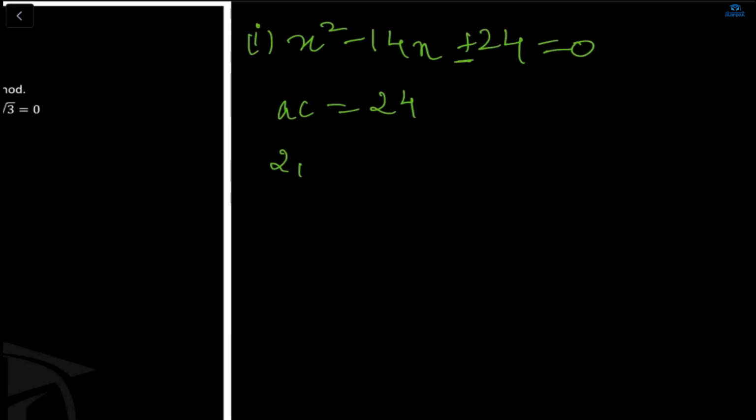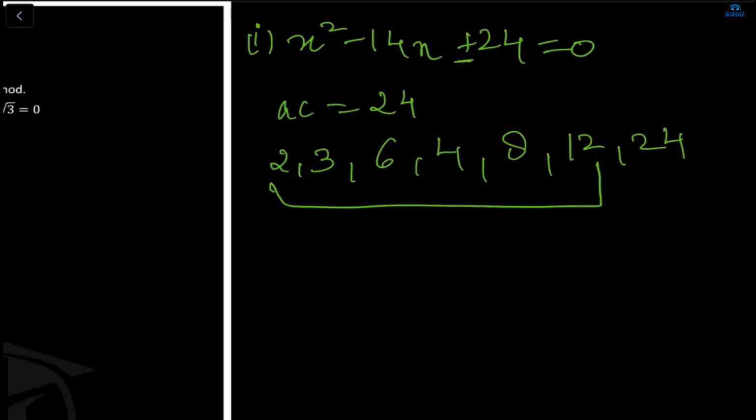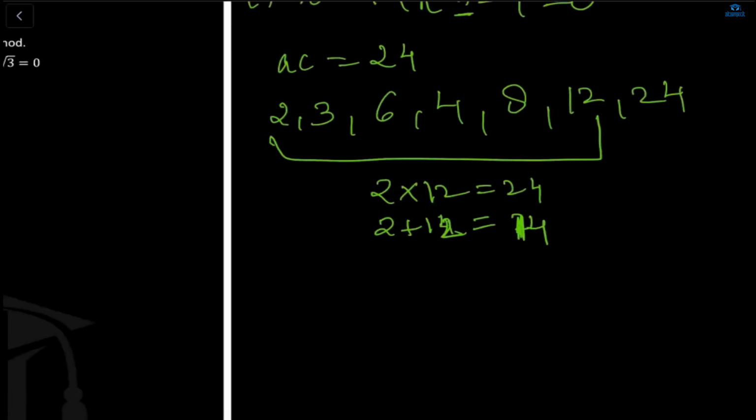Shazan, can you tell me? 12 and 2, 6, 4, 8 and 3, 8, 12, 24. I think that many factors are only there. So whose multiplication is going to give you 24 and addition will give you 14? 12 twos are 24. Yes, ma'am, 12 twos. Ma'am, it will be 2 and 12. Yeah, see, 2 multiplied by 12 will give you 24, and 12 plus 2 will give you 14.